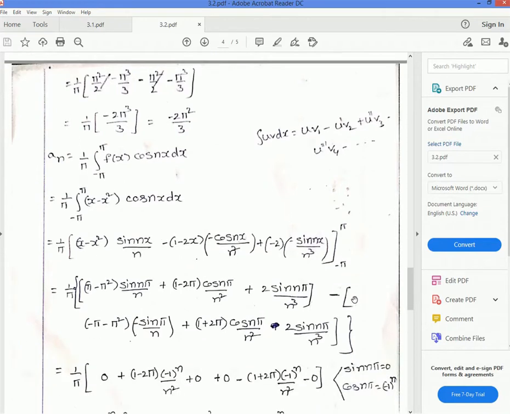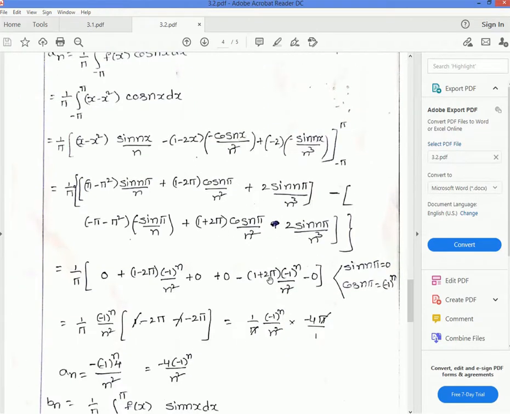Now substitute the upper and lower limits. We know sin n pi is 0, and sin of minus n pi is 0. So we can neglect these two terms which have the sine terms. Now substitute x equal to pi. So we get pi minus pi square times sin n pi, 1 minus 2 pi cos n pi by n square, 2 into sin n pi by n cube, minus the lower limit. The lower limit is minus pi. We know sin of minus n pi is minus sin n pi, and cos of minus n pi is cos n pi.